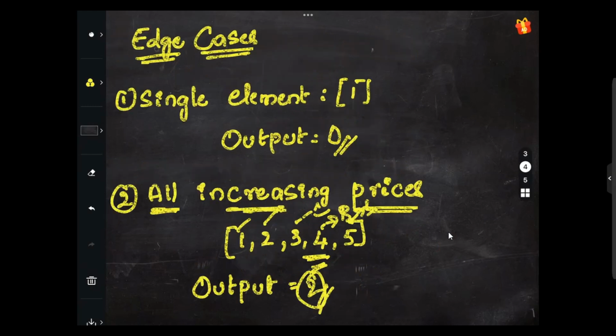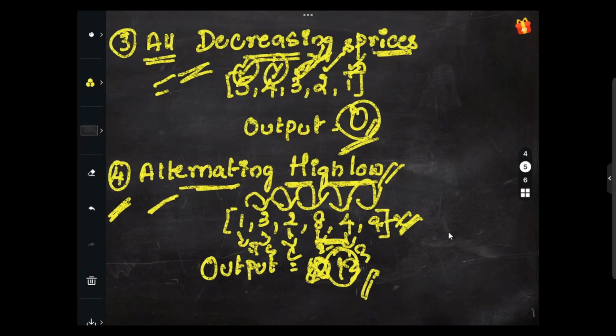So these are the 4 edge cases that we have to consider. The first edge case was for single element. The second edge case was for all increasing prices. The third edge case was for all decreasing prices. The fourth edge case was for alternating high low. Right? These are the 4 edge cases that we considered. Now let's start writing the code.